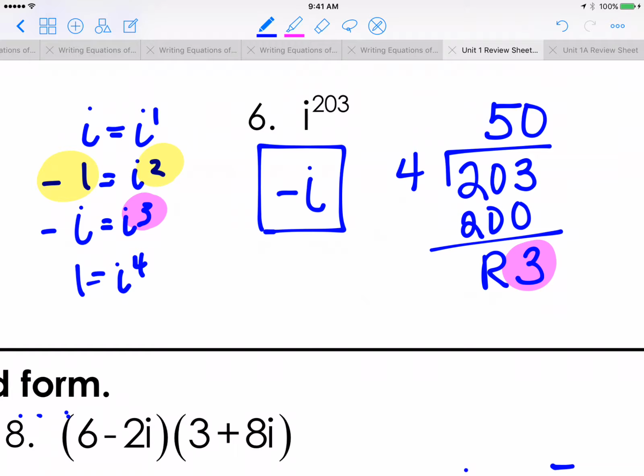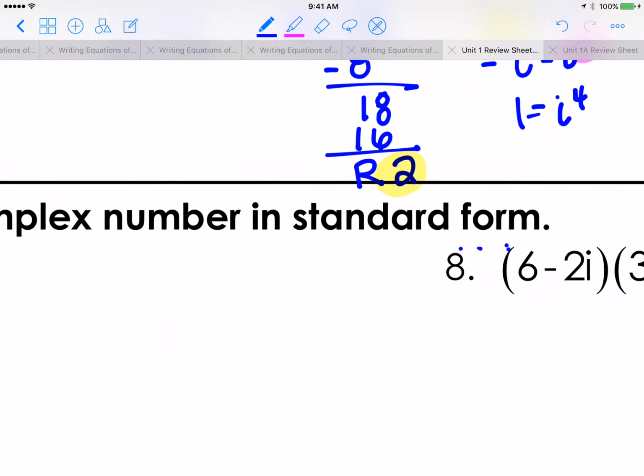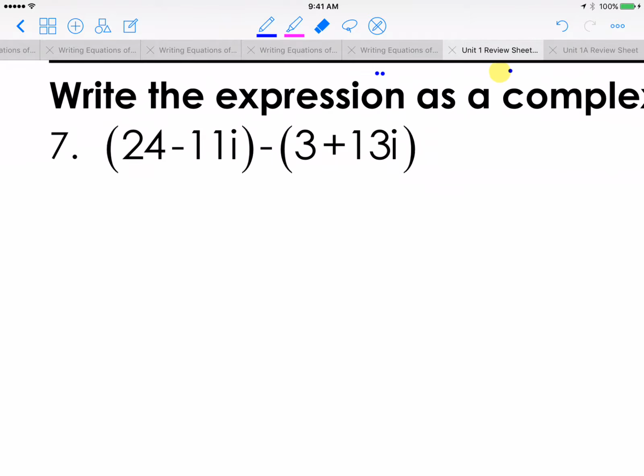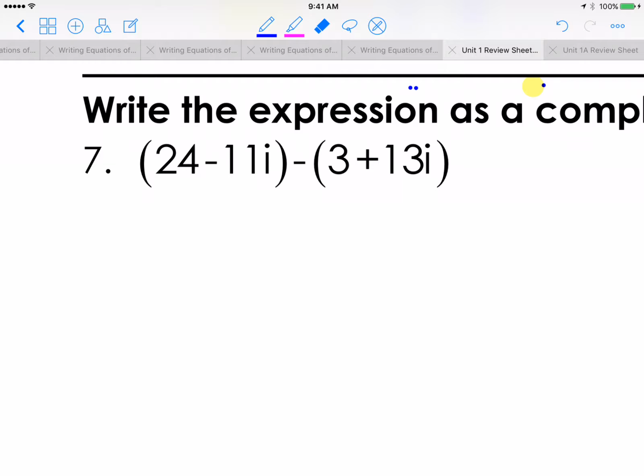Yay! Okay, so if you don't like this, do it the old way. You can count if you want to. You can find multiples of 4, whichever way works best for you. Okay, let's keep moving along. I think we did this one in class, but let's just make sure. Remember, this is not a multiplication problem. This is a subtraction problem.